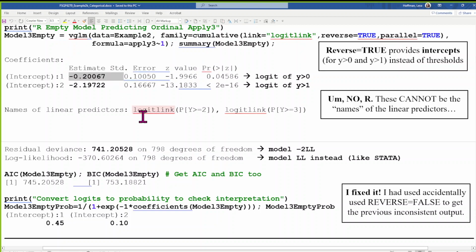So in logits, the intercept for the submodel predicting an answer greater than 0 is -0.02. That corresponds to a probability of 0.45. Likewise, the second submodel predicting an answer of 2 rather than 0 or 1 is a logit of -2.2. That corresponds to a probability of 0.1. So getting your predicted logits and converting them into probabilities will tell you which way your model's going.